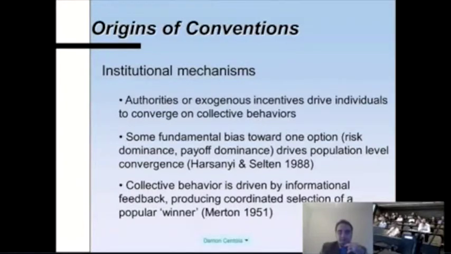However, there are still fairly thick institutional assumptions. We have to assume that everyone has a sense of what the collective payoffs are for the options, that there's only a finite set of options, and that everyone knows what everyone else's payoffs are as well. So there's this common knowledge that pervades the entire process of normative convergence.